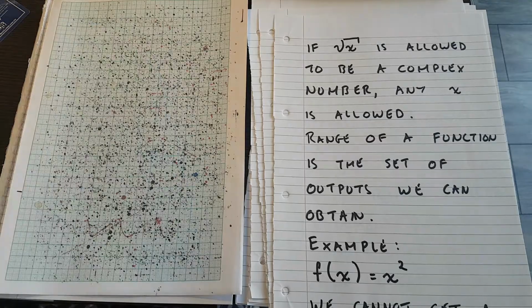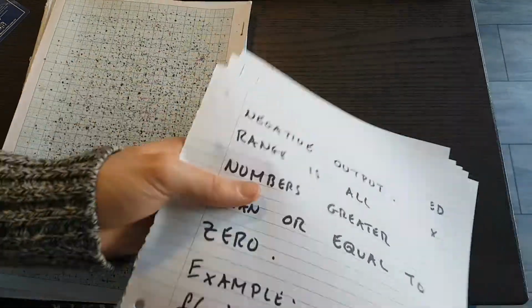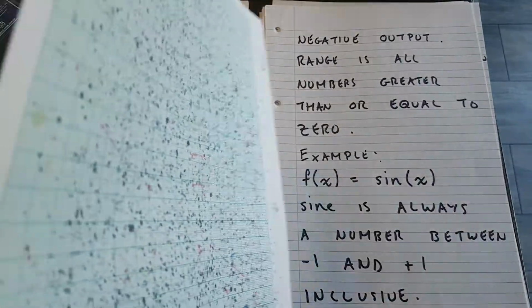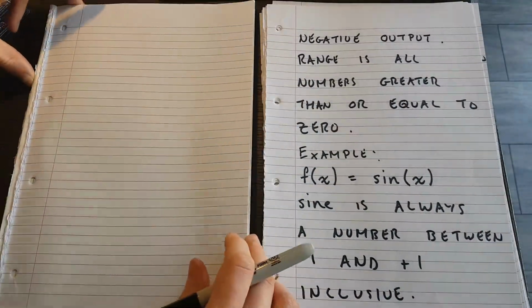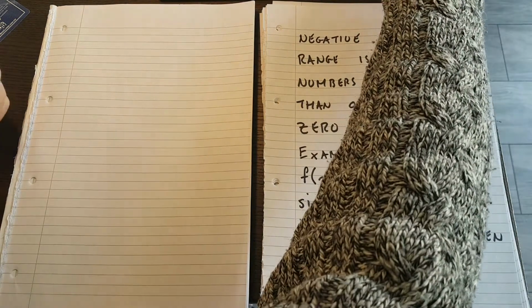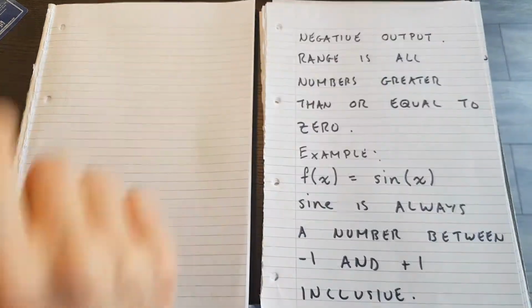Okay. For the most part, not always, but for the most part, the domain is the thing you need to be really careful with. The domain is the thing you need to be really careful with. Range, not quite so much.